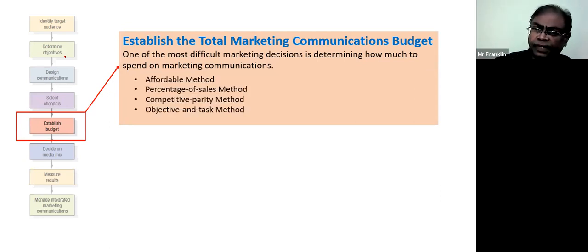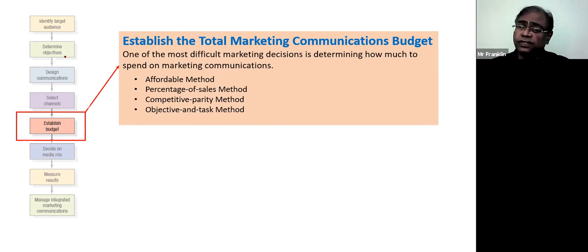One is the affordable method. Affordable means how much you think you can afford. For example, I'm starting a small business, right? And I don't have a lot of money. I want to do social media advertisement. So how much can I afford? Maybe I can spend only about 50 ringgit a week. So I spend 50 ringgit every week and I put it in my social media. So that's called an affordable method.